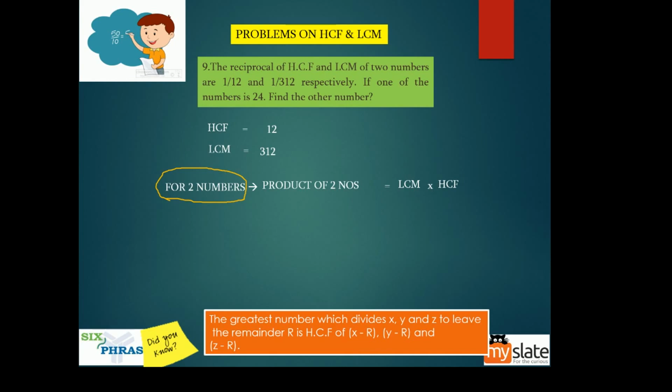So the first number we don't know, we have to find that. That into 24, 24 is given in the question, will be equal to 312 into HCF, and from this you can solve for the first number. So the final answer is 156.